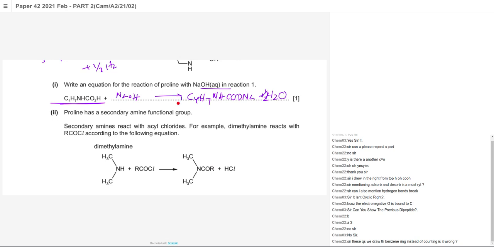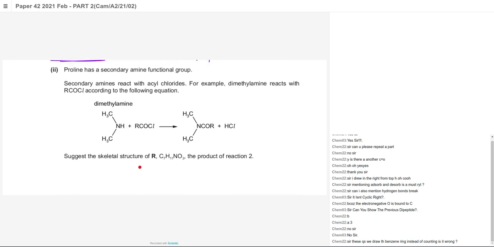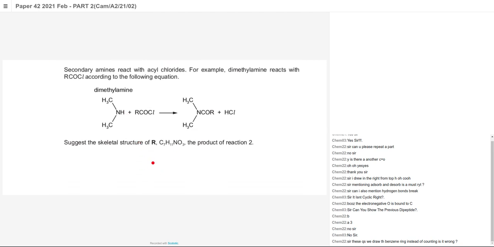Proline has a secondary amine functional group. Secondary amines react with acyl chlorides. For example, dimethylamine reacts with acid chloride according to the following equation. This is addition followed by elimination. It's a condensation reaction. That suggests the skeletal structure of R, the product of reaction 2.